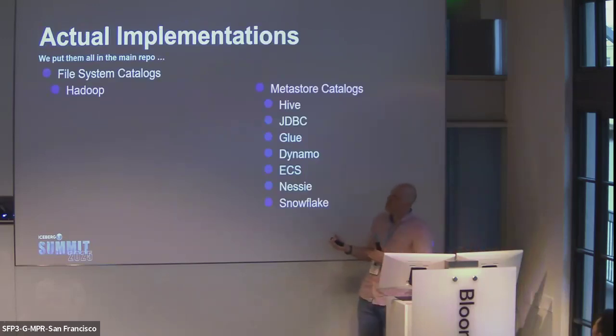What about code? If you look inside the Apache Iceberg repository, you'll see that we actually have implementations for lots and lots of different catalogs. On the file system side, we have this Hadoop plugin, which basically lets you do that file system table approach I listed. And then for Metastore catalogs, we actually have tons of packages in the Iceberg repository. We have one for Hive, we have one for JDBC, we have one for Glue, one for Dynamo, ECS, Nessie, Snowflake. And if you look at the new Amazon S3 tables, they similarly use this mechanism down on the column on the right.